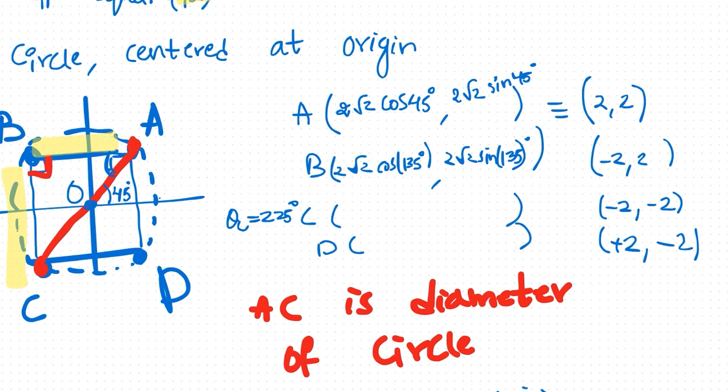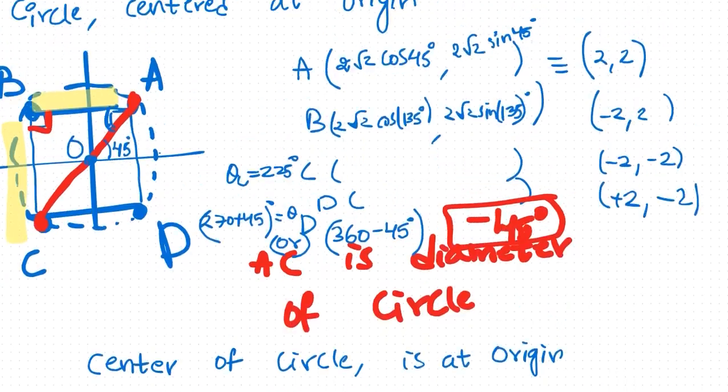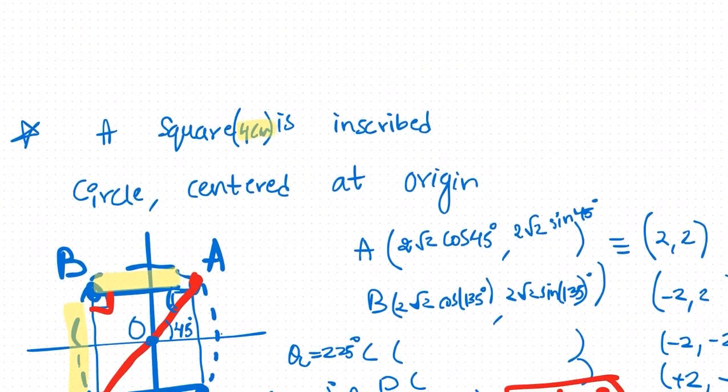270 plus 45 is equal to theta D, or 360 minus 45. Or sometimes we can also say it is minus 45 degrees. Clockwise angle is negative. Clockwise measurements are negative. Counterclockwise angles are positive. So that's it. So let's move on to the next page.